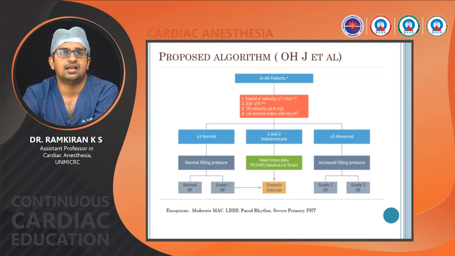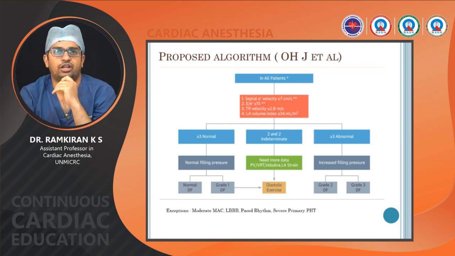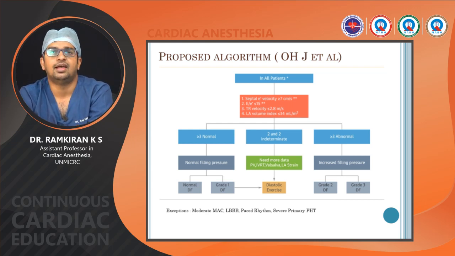LA volume index. The normal values for septal E prime is more than 7, E by E prime is less than 15, TR velocity is less than 2.5 and LA volume index should be less than 34 ml per meter square. So in these four parameters, if 3 are normal, then it indicates normal filling pressures. So the patient can be either having normal diastolic function or can be in grade 1 diastolic dysfunction. If 3 are abnormal, then the patient is having increased filling pressures. So he can be categorized further by assessing into grade 2 or grade 3 diastolic dysfunction.